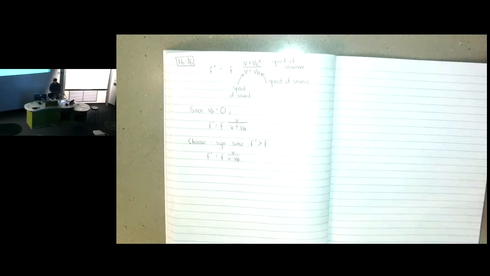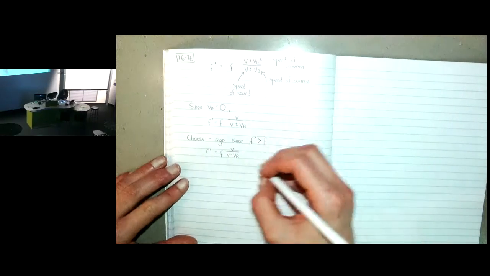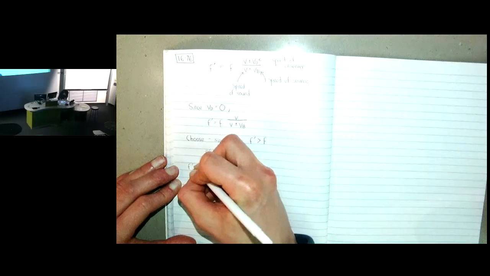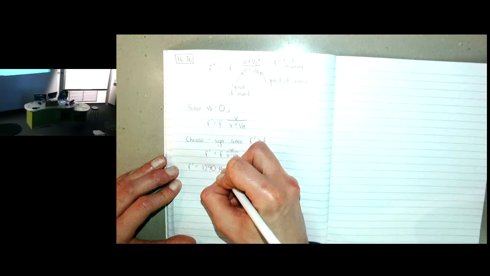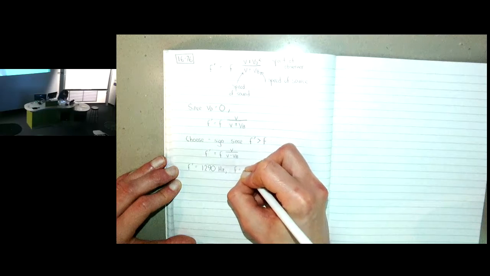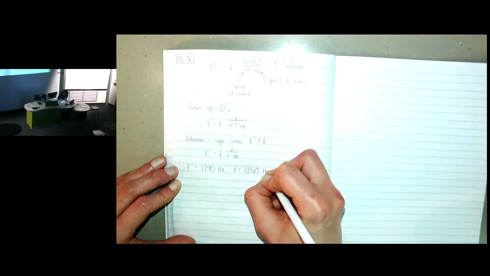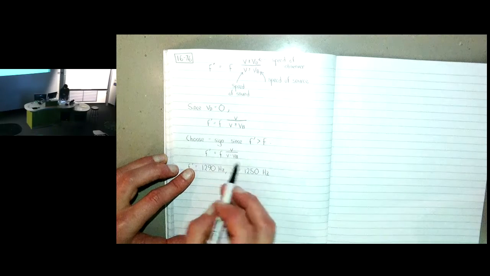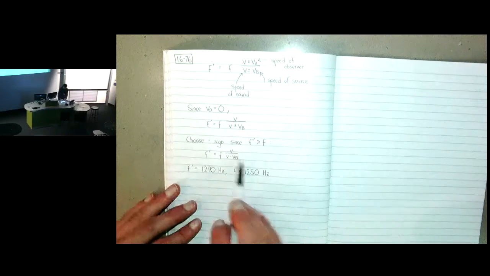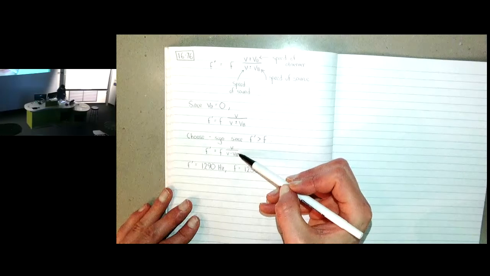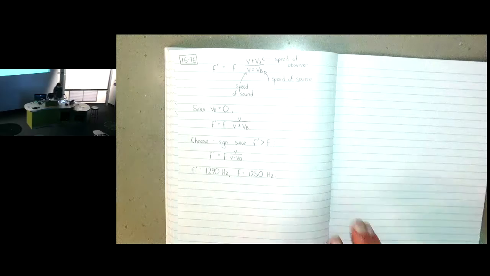And pretty much what the question wants us to do is to figure out what the speed of the bird is, given that f prime, the perceived frequency, is 1,290 hertz, and the actual frequency being emitted is 1,250 hertz. So armed with the knowledge of those two, we just want to figure out what the speed of the bird is as a percentage of the speed of sound. So first of all, let's figure out what the speed of the bird is as a fraction of the speed of sound, and then from that we can figure out what the percentage is.